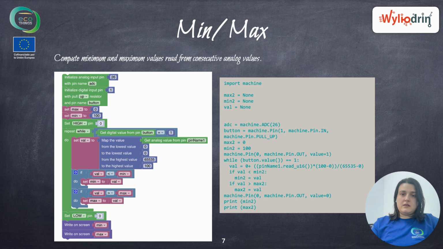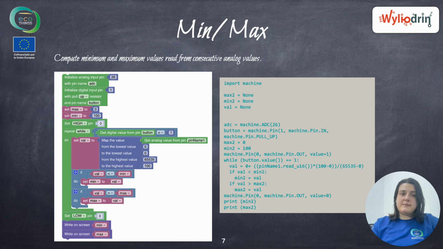And then we start repeating the readings until the button is pressed. For each reading we do from the potentiometer, we scale it to have values between 0 and 100. And then we do some simple comparisons. Basically, if the value we read is lower than the minimum that we have computed so far, we store this value under the minimum variable because this is the lowest we have read so far. Then, if the value we read is higher than the maximum we have read so far, we set this value under the maximum variable because this is the maximum value we have read so far.